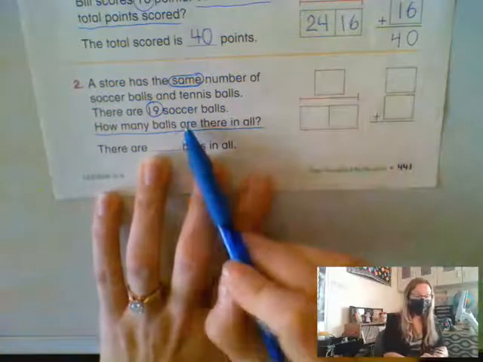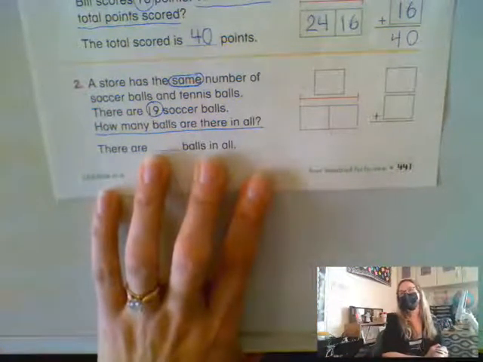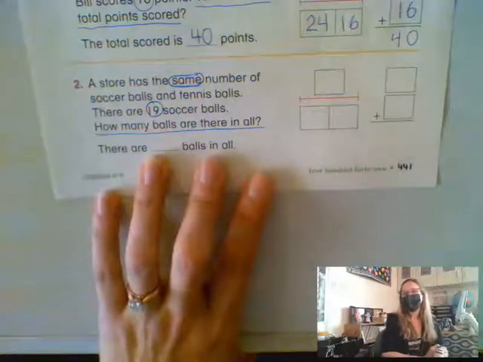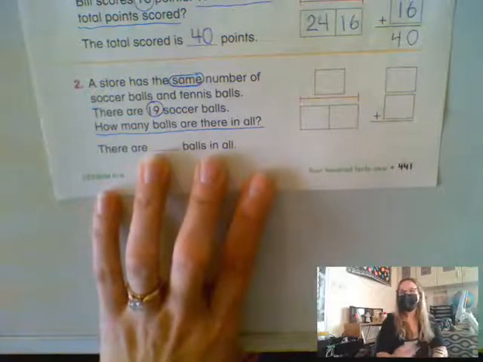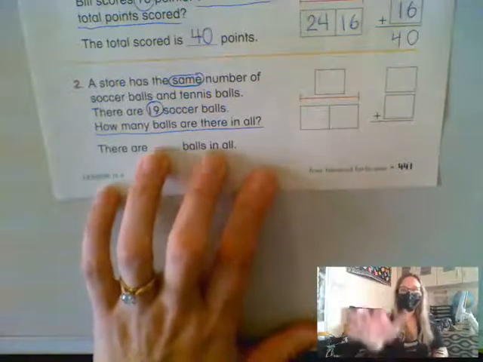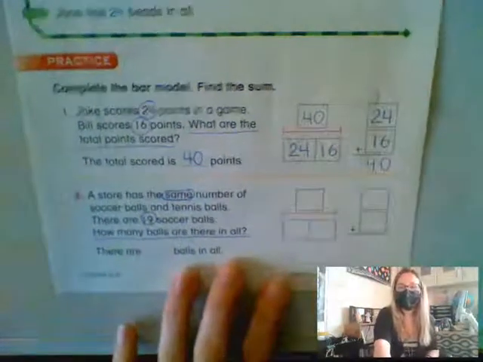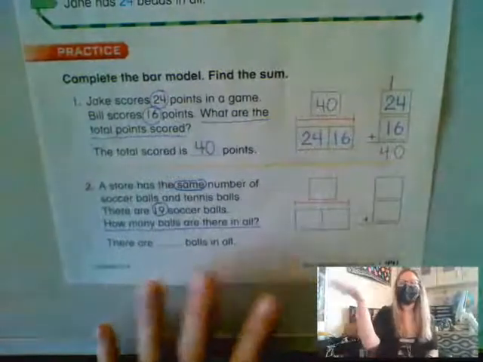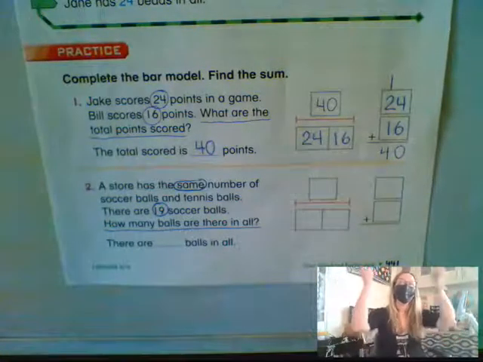Isaac, I have 19 soccer balls. I have the same amount of tennis balls. So what's the same amount as 19? Let's think about what I'm asking, Isaac. Okay. Isaac, think. If I have 19 soccer balls and I have the same amount of tennis balls, how many tennis balls do I have?